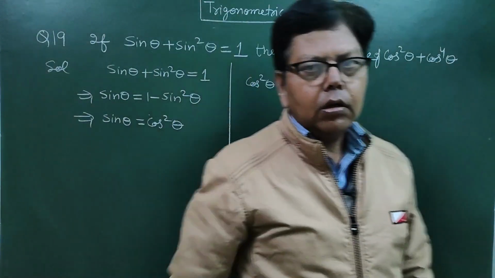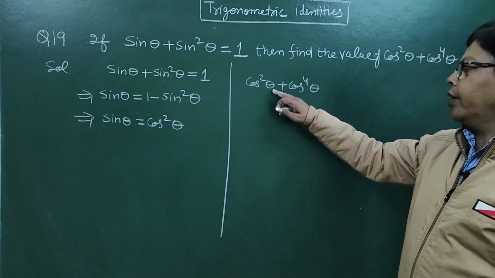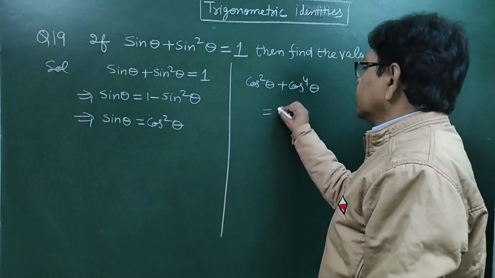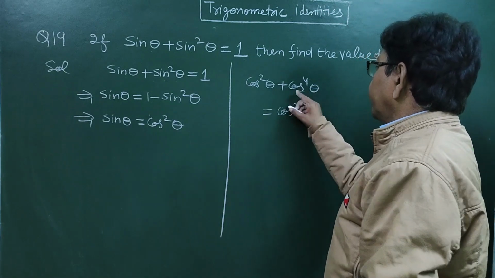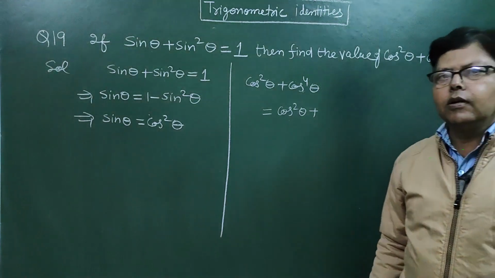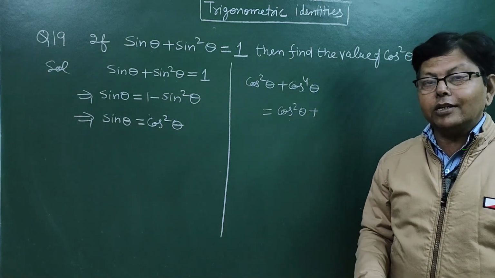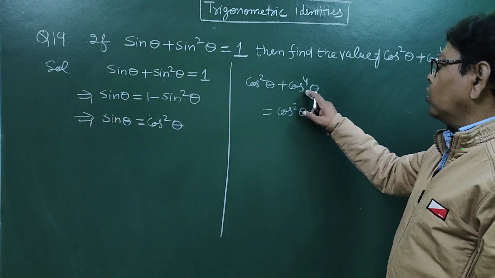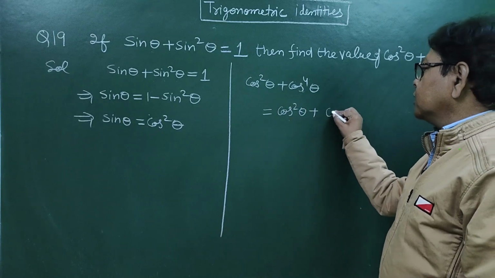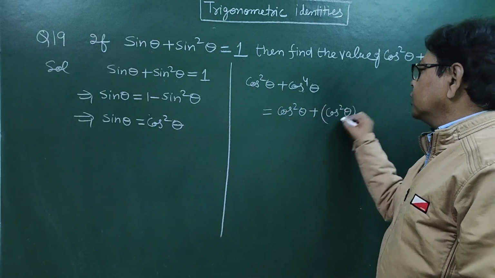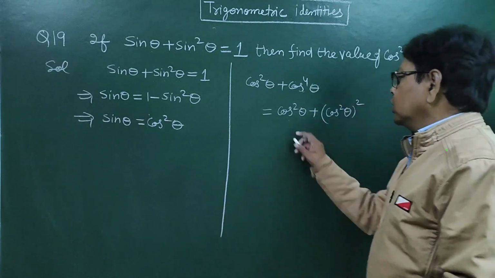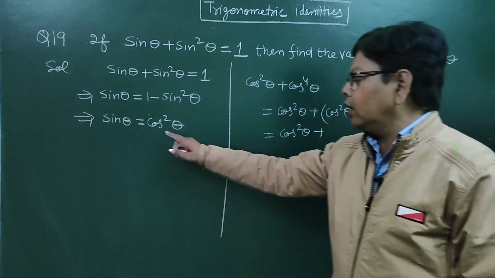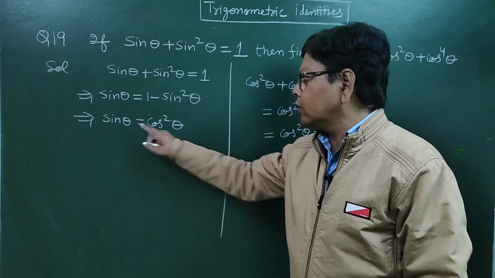Now the expression whose value we want to find is cos square theta plus cos^4 theta. So this is equal to cos square theta plus, we will try to simplify this, because we have the identity cos square theta plus sin square theta is equal to 1. So we can write cos^4 theta as the square of cos square theta, 2 into 2, that is power 4. So this is equal to cos square theta plus (cos square theta) whole square, and cos square theta we have already evaluated, this is equal to sin theta.